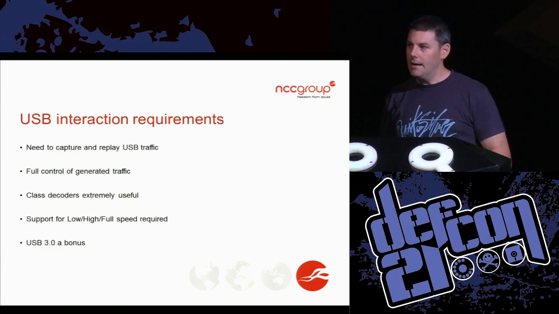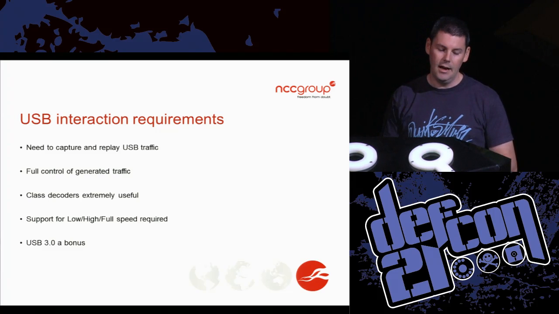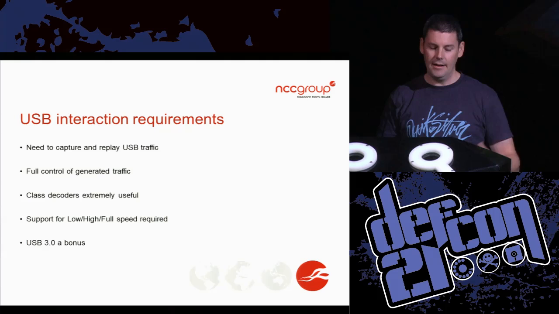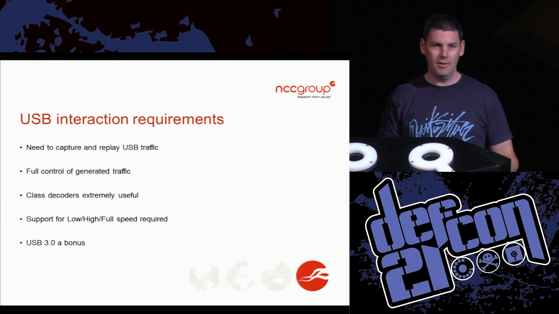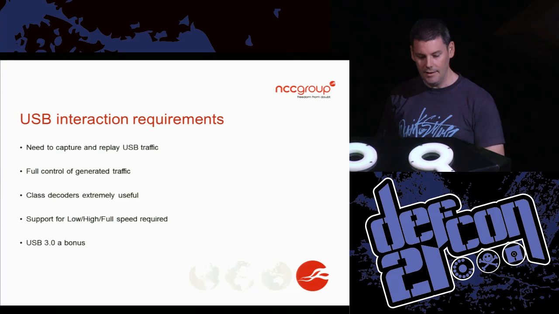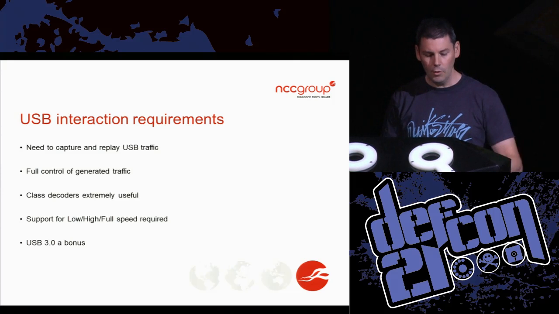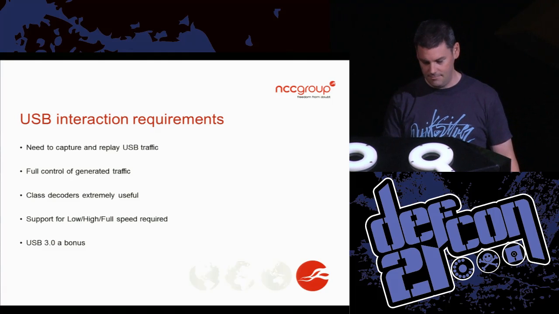Each of the different USB classes has got its own detailed spec document to explain how that class-specific data transfer occurs. We don't want to have to go to the spec every time we do a packet capture. So if we've got a class decoder for each of the USB classes, that's really useful. We want to be able to support different speeds. USB 3 SuperSpeed would be fantastic.